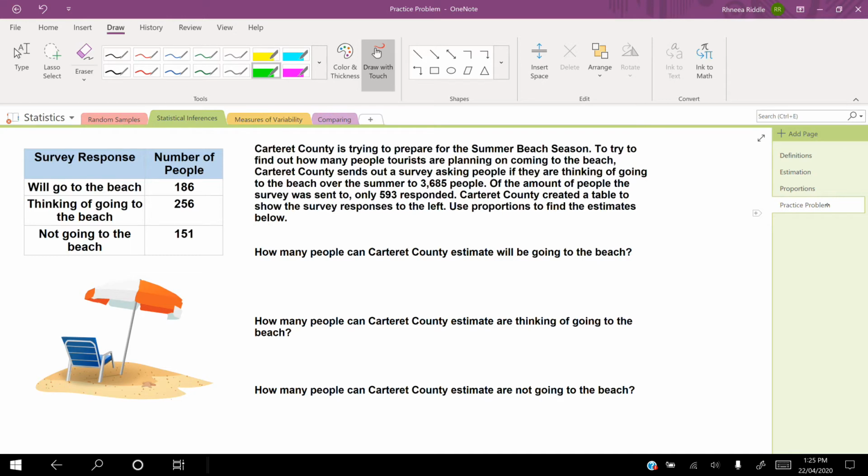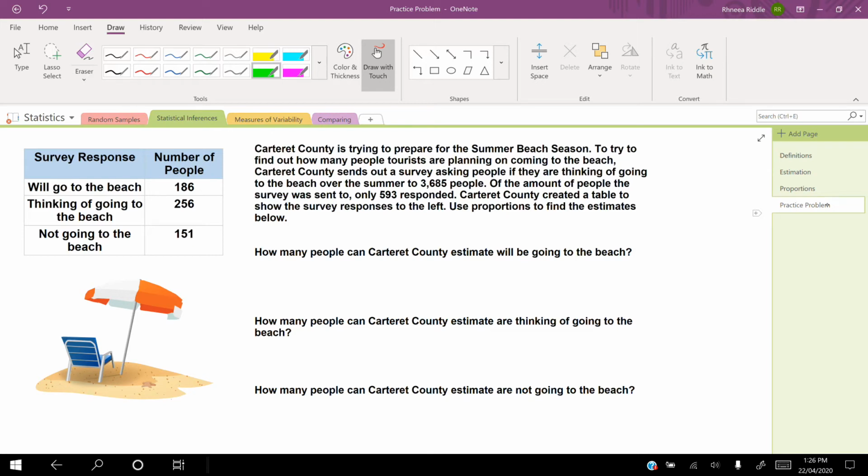So Carteret County created a table to show the survey responses to the left. Use proportions to find the estimates below. So we have 3 questions that are asking us to find the estimates of who will be going, who are thinking about, and who are planning on not going to the beach. So I want you to pause here and give this a try.